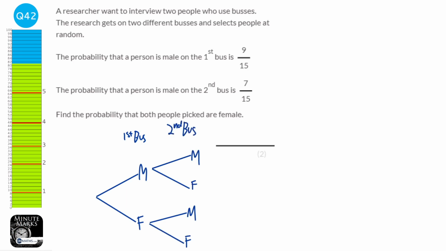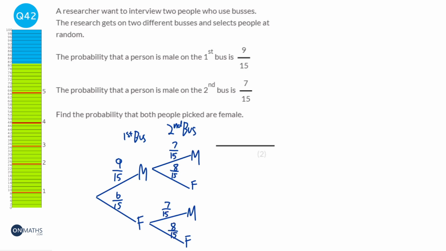So the probability of male on the first bus is 9/15. And therefore the probability of female is 1 minus 9/15, which would be 6/15. Male on the second bus is 7/15. And so female would be 8/15 because they need to add up to 1. And it's independent, so these will be the same.